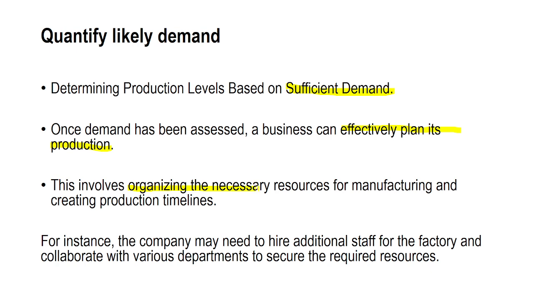organizing the necessary resources for manufacturing and creating production timelines. So effective planning is organizing the necessary resources for manufacturing and creating production timelines. For instance, the company may need to hire additional staff for the factory and collaborate with various departments to secure the required resources.